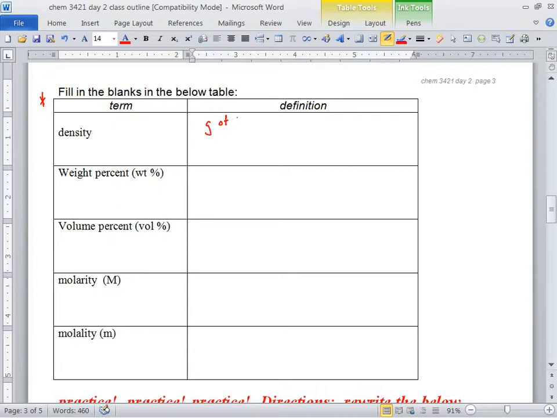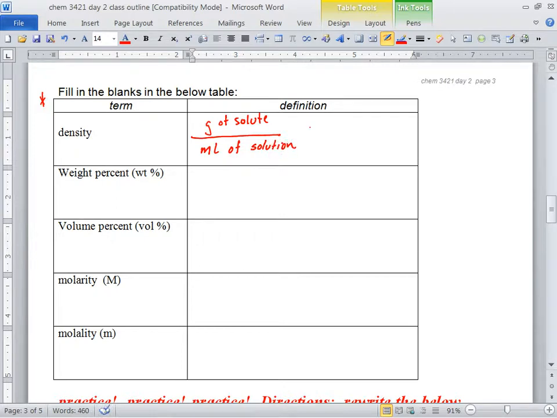Grams of solute all over... What are the common units for density? That's why I picked grams. Grams per mil. Milliliters of solution. Right? Because when you measure density of something, it's not just the solvent. It's the whole entire solution, everything mixed together. So that's really important. Grams of solute, milliliters of solution.